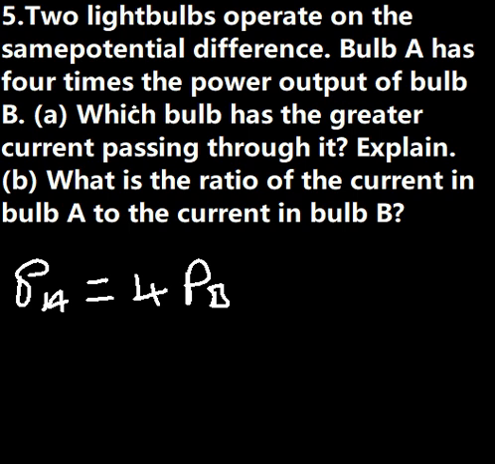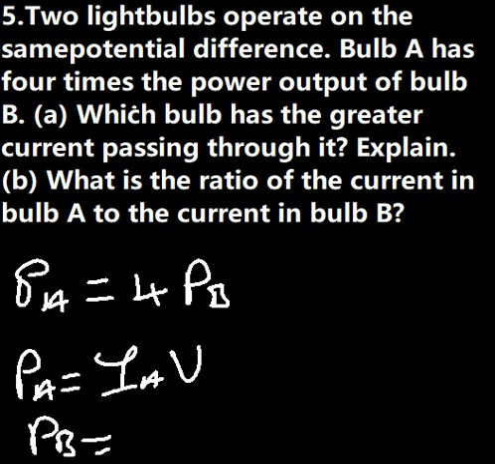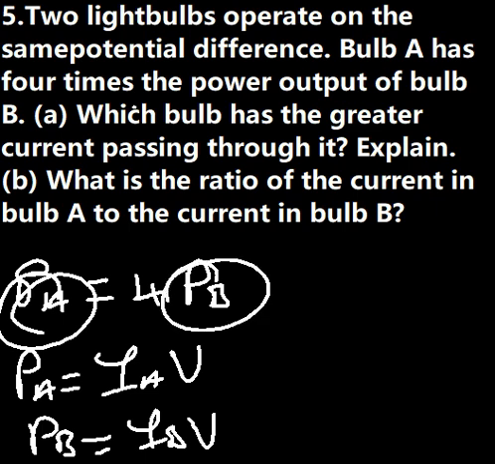So what is the ratio of the current in bulb A to the current in bulb B? Since the relationship is between the power, the voltage, that is the potential difference, as well as the current, the formula for power will be used: the power for A is given as IA times V, since the voltage is the same, and the power for B will be given as IB times V, the voltage is the same. So we'll substitute this for this one and do it the same way we did before. So try to have that one out.